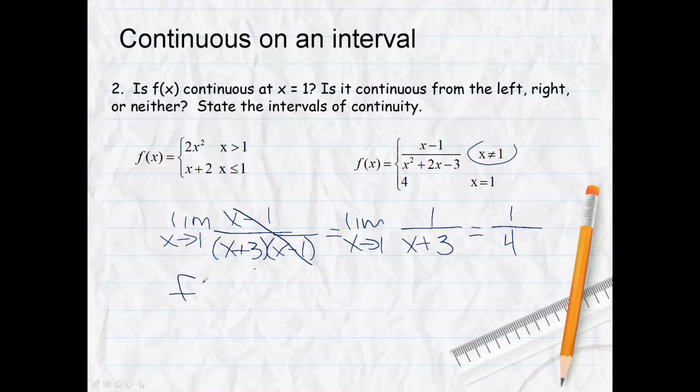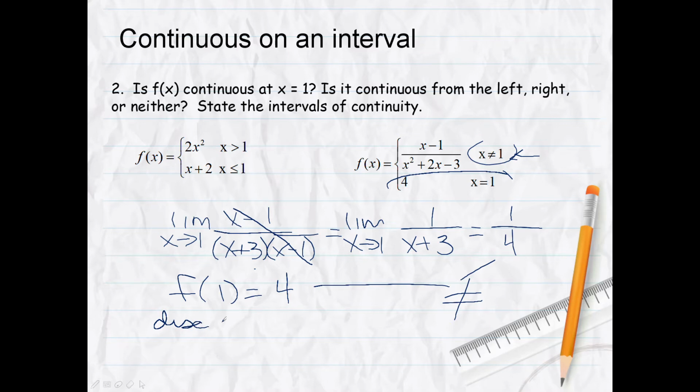Now what is f of 1? Well, here, this is not equal, so I have to do this one. So f of 1 is 4. These two things are not equal, so I am discontinuous at x equals 1. Okay? And it would be neither from the left or the right because the limit existed and didn't equal the function, so I'm not coming towards 4 from either side. So my intervals would go from negative infinity to 1 and 1 to infinity.